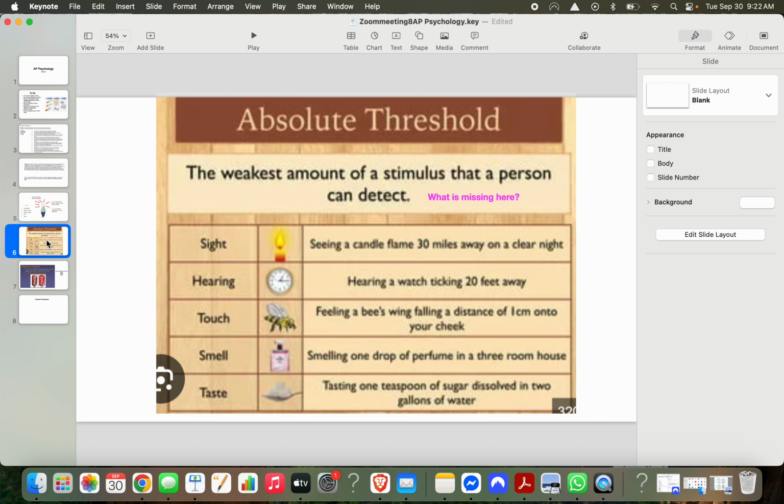Is there something missing here? I hope that you will see that it is what we can detect 50% of the time. So we're going to see something and not see it, and see it and not see something. So if you look at these, this kind of helps you.